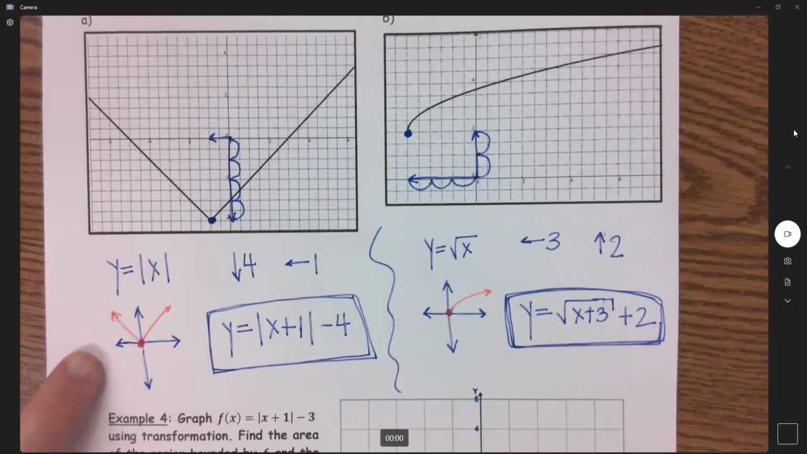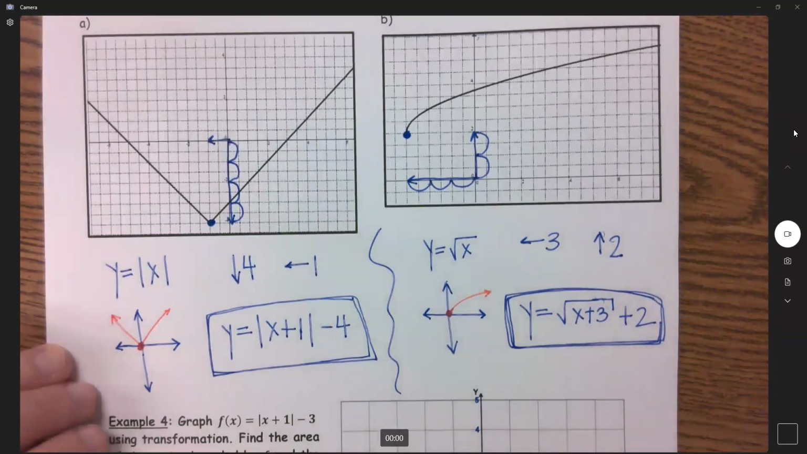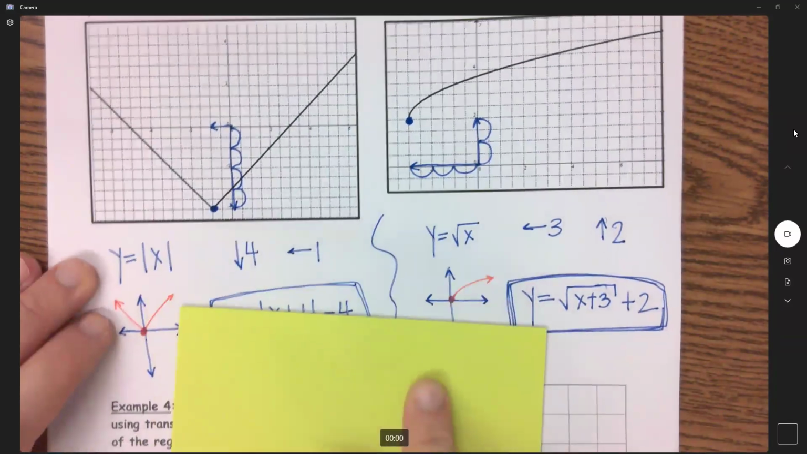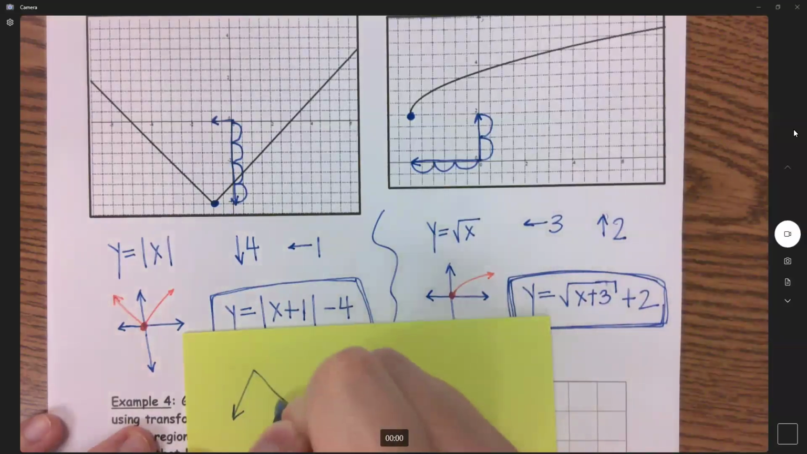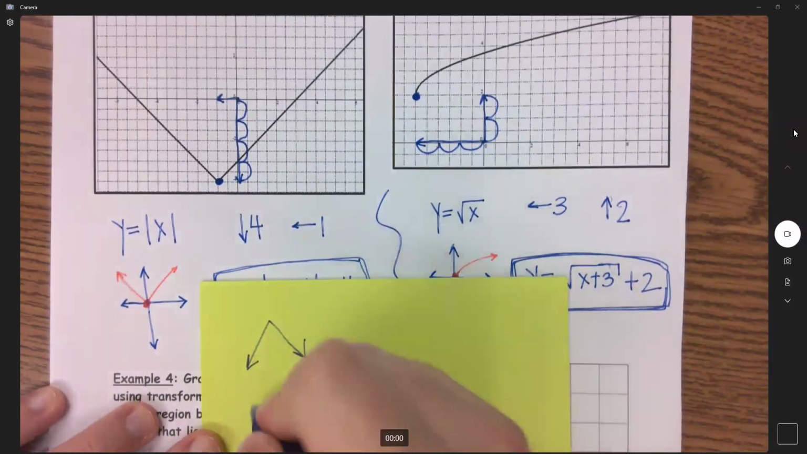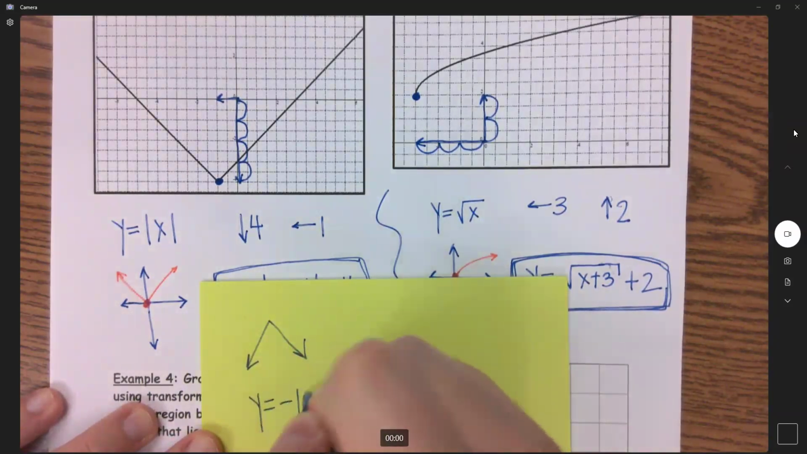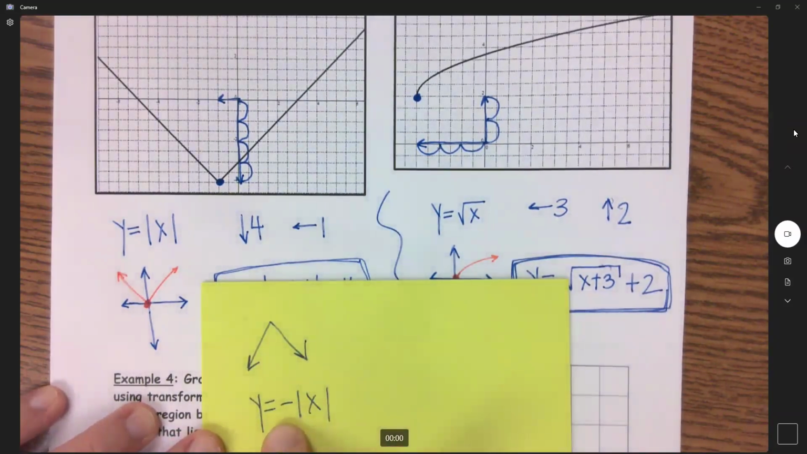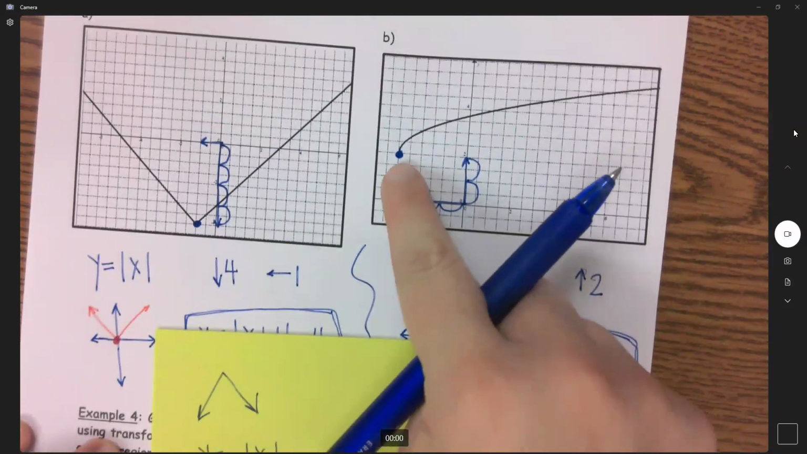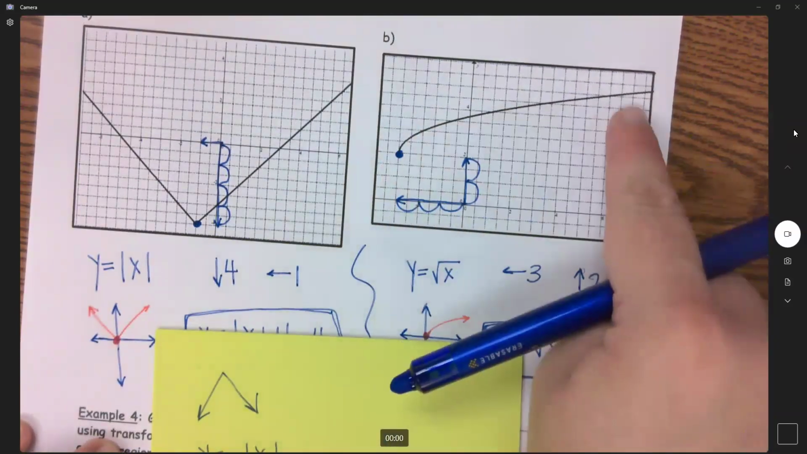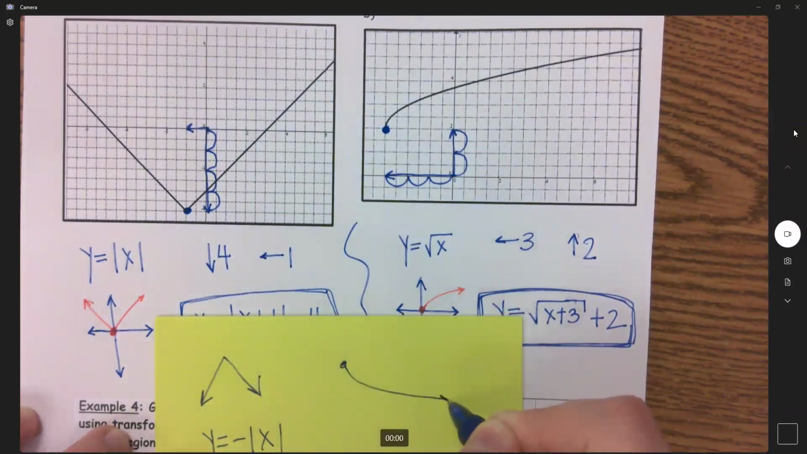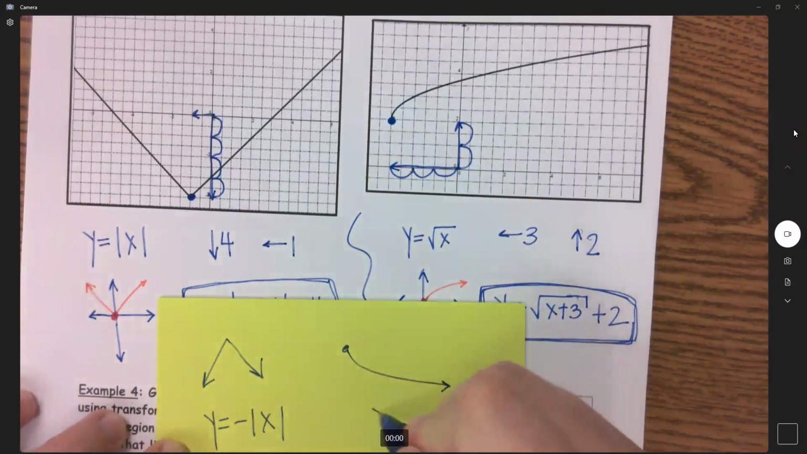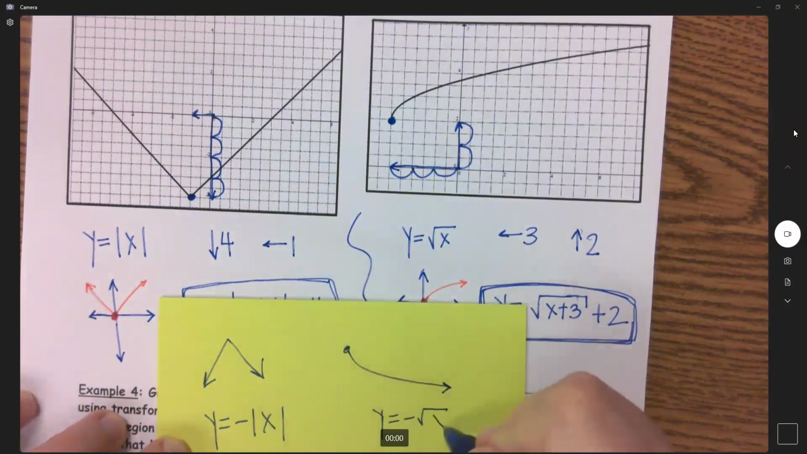So if this V instead is this way, then that would need a negative out in the very front. If this, instead of going here and going up positive, started somewhere and went down like this, then that would be the negative square root of x.